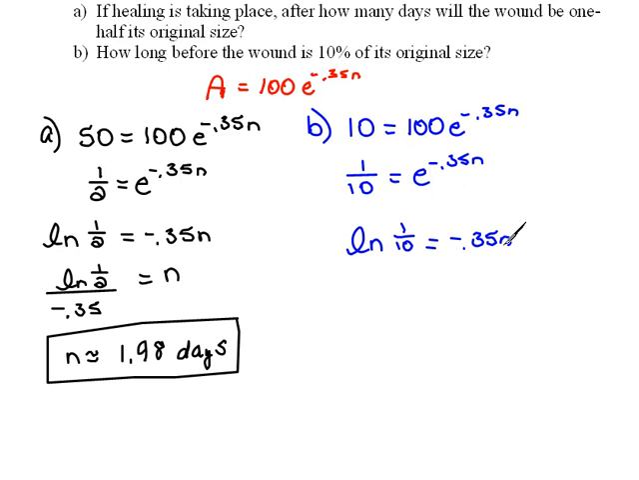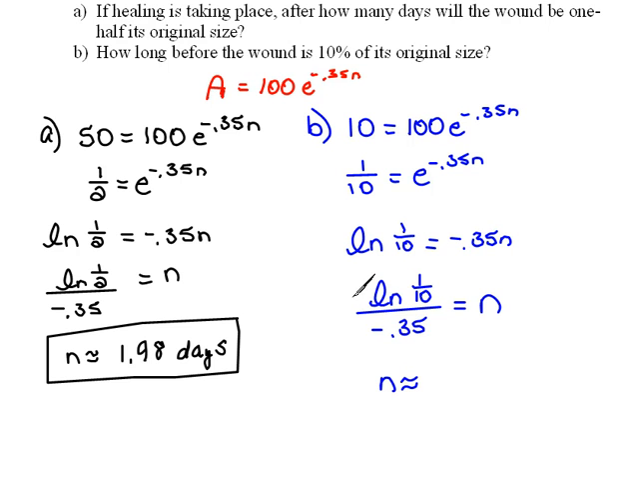Now we can solve for n, because all we have to do is divide both sides by this decimal. So the natural log of 1/10 divided by negative 0.35 will equal n. Again, this is our exact answer, but because we're working with an application problem, we want to tell somebody how long this is going to take to happen, and this doesn't make a lot of sense. So we want to go ahead and use our calculator and find out what this would be exactly.